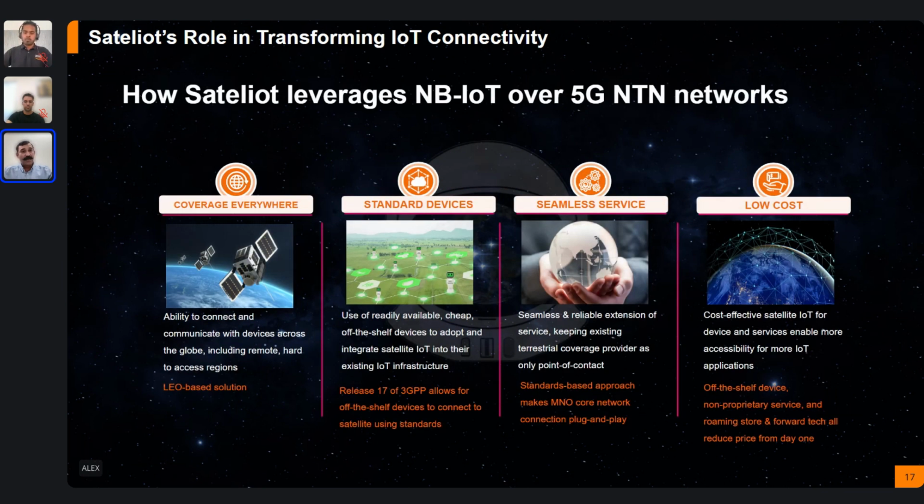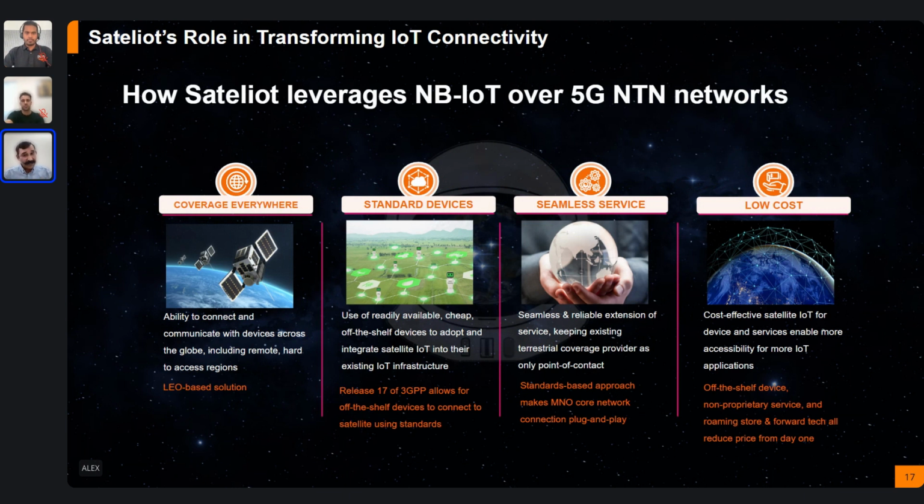If we talk about our value proposition, we are talking about coverage everywhere. When we say coverage everywhere, we mean we have the ability to connect and communicate with IoT devices across the globe, including remote and hard to access regions where terrestrial coverage is not able to serve. Here, I would like to mention that we are not competing with the terrestrial cellular operators. We are working hand in hand with them and act as a coverage extension for their service. We'll talk about how it's being done.